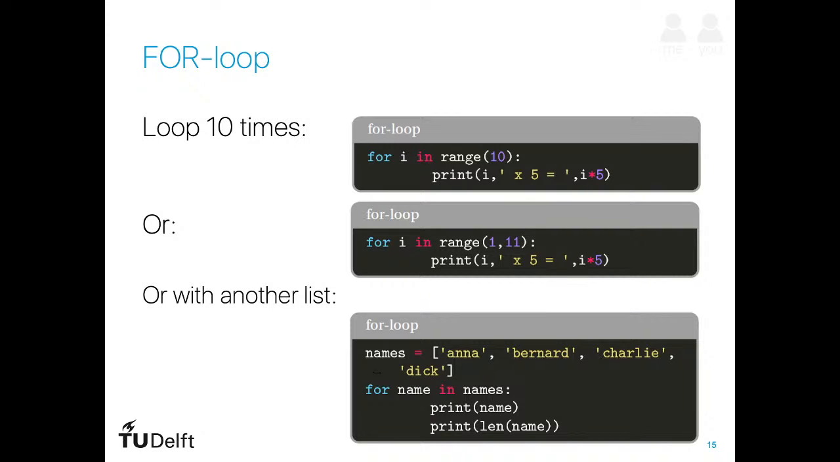So let's look a little bit more at the for loop. If we look at this first example, then indeed you see that we use the range function. And in this case, we just want to do something 10 times. And the way that you write that is as follows.